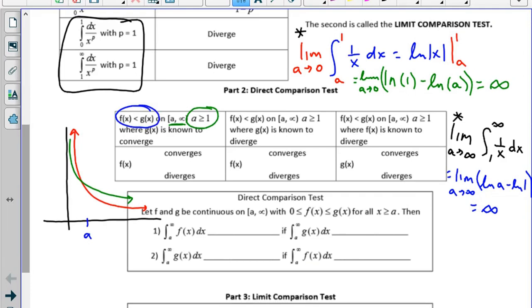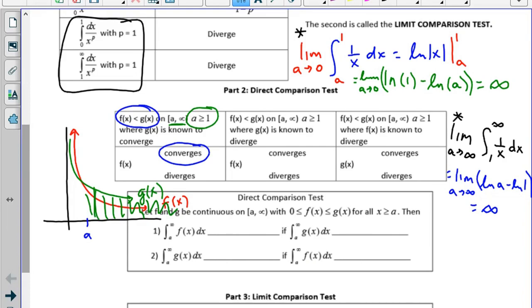So if we know that g of x converges, that means that this area underneath g from a to infinity goes to some number. What does that mean about f? Well, if the green area goes to some number, and the red area is smaller than that, the red area must also go to some number. So in this case, f of x must converge.